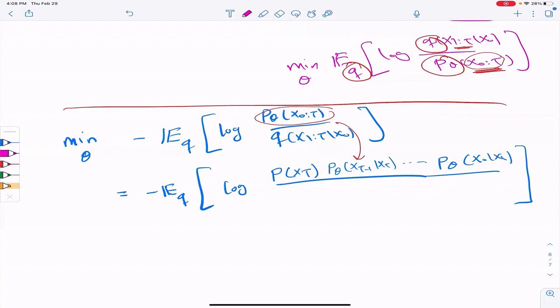So what about the denominator? For the q, it is more natural to start from x0 and go towards xt. That's the forward process. So let's write it down. But look at this part: in the numerator, I have the joint distribution of x0 to t, but in my denominator, I have the distribution of x1 to t given x0. x0 is given.